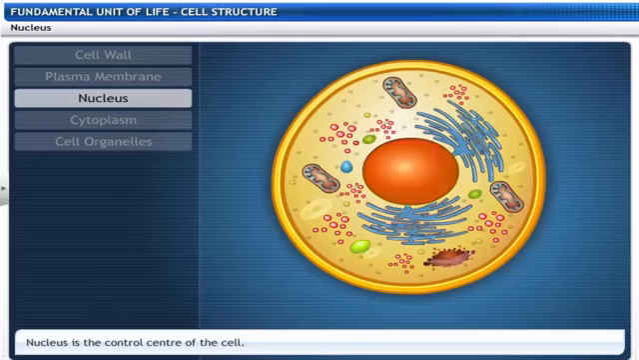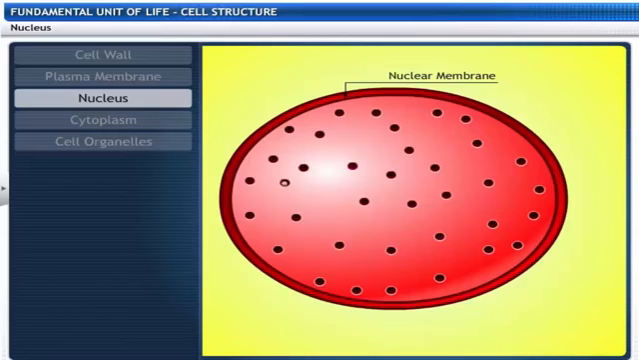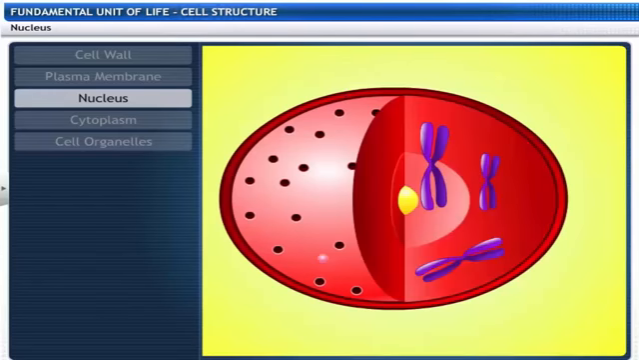This is the control center of the cell, called the nucleus. The nucleus has a nuclear membrane which is double-layered. The nuclear membrane is perforated to allow substances to enter and leave the nucleus. The nucleus contains chromosomes.